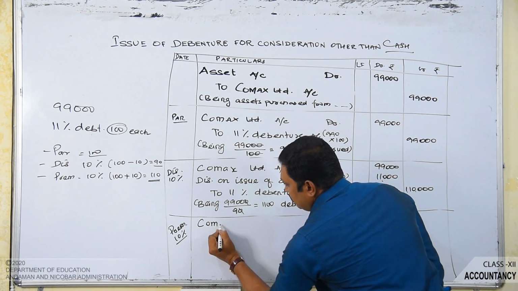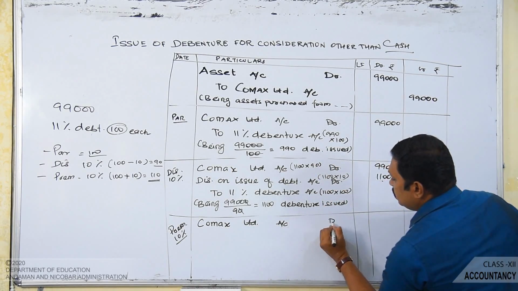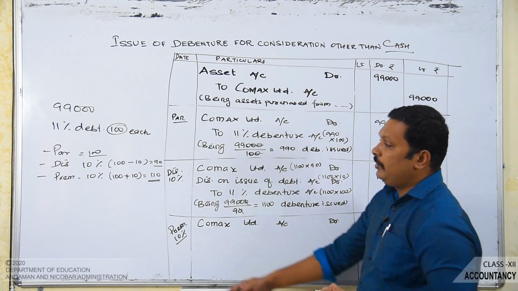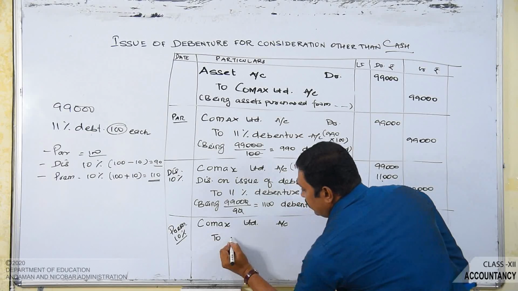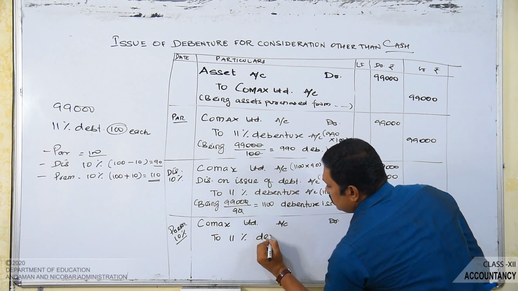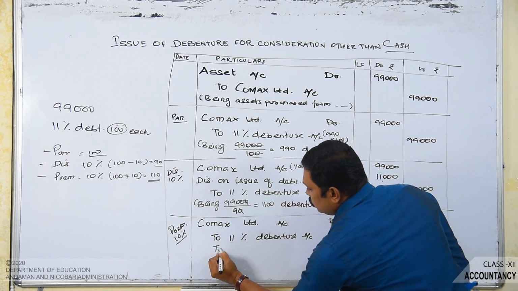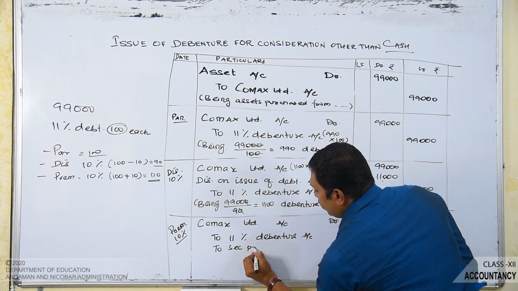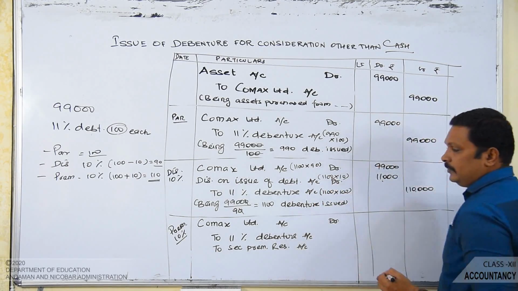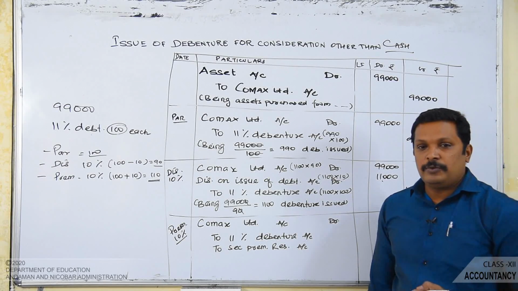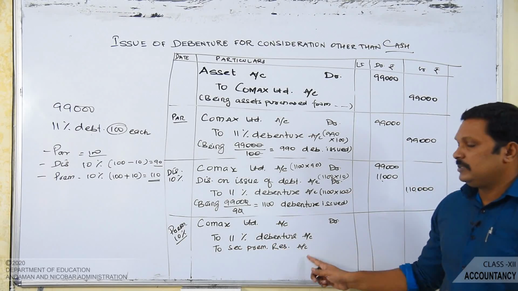Come on. Comax Limited account debit. We are issuing at a premium. Premium has to be credited. So we write here: to 11% debenture account, to securities premium reserve account. That was the entry. Comax Limited account debit to 11% debenture account, to securities premium reserve account.